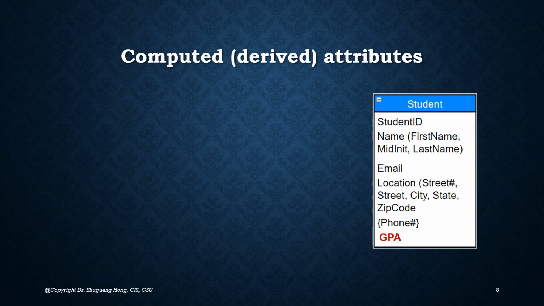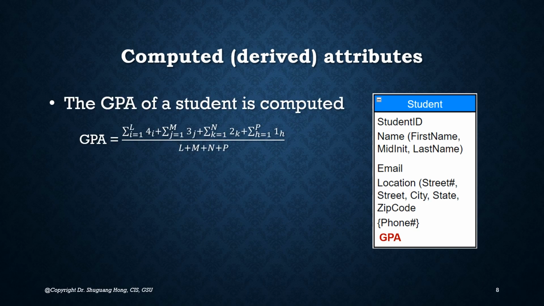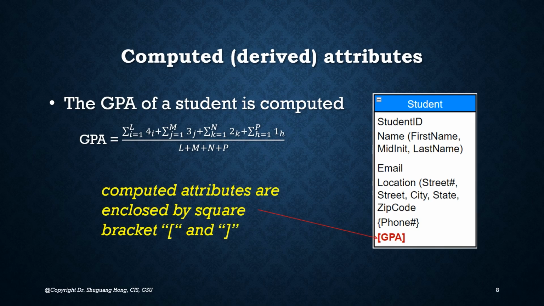Computed or derived attributes. Some attributes are computed from other attributes. We call such attributes derived fields in SQL database queries. For example, GPA is a computed attribute from the grades, as shown in the formula. A computed attribute is denoted by a pair of square brackets, as shown in this ER model example.